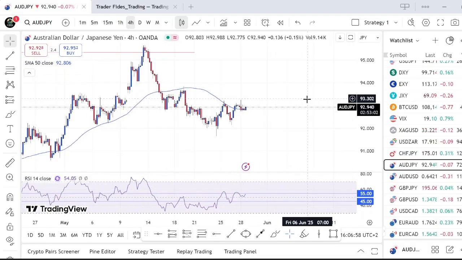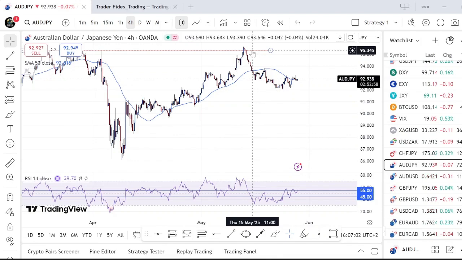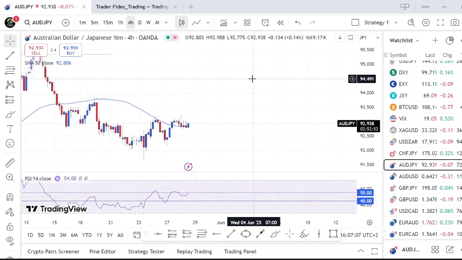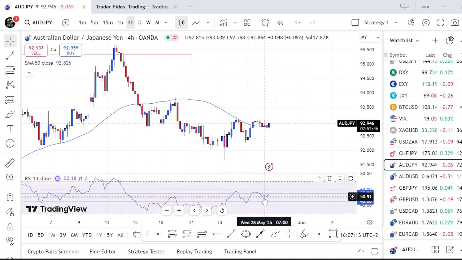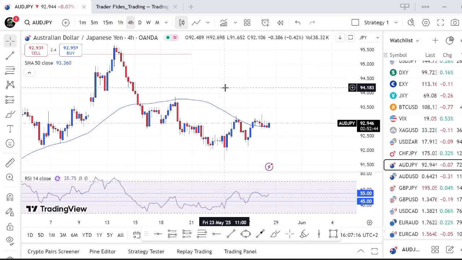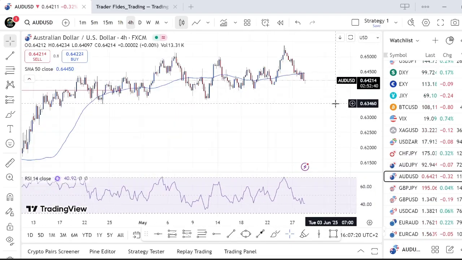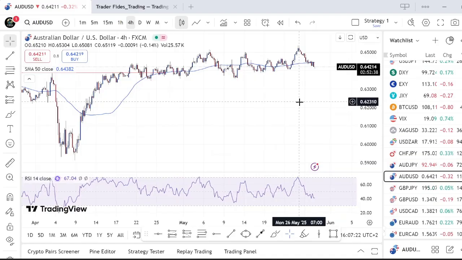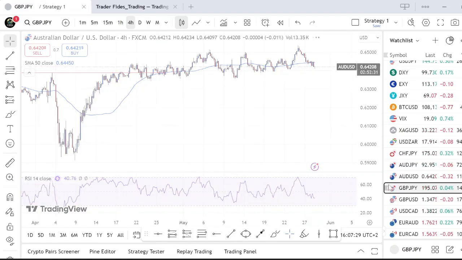EURJPY, very much consolidative in nature. We have broken the bullish trend that we did have with AUD strength. So it is clear that the yen is in control, but for the most part, it is very much in a consolidation phase. Currently testing the sweet spot region of the RSI, sitting between 45 and 55, and upon the 50 SMA, so not much indication from there. AUD USD, very much consolidative, sitting upon the 50 SMA, breaking out and breaking back in, so not even looking at it.